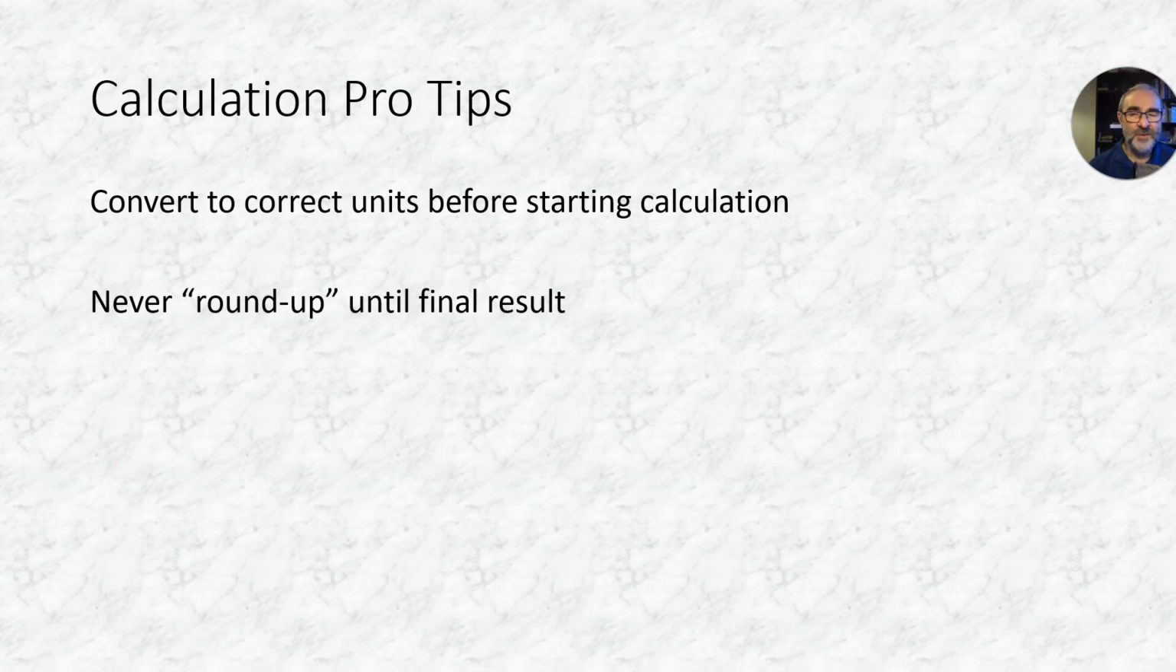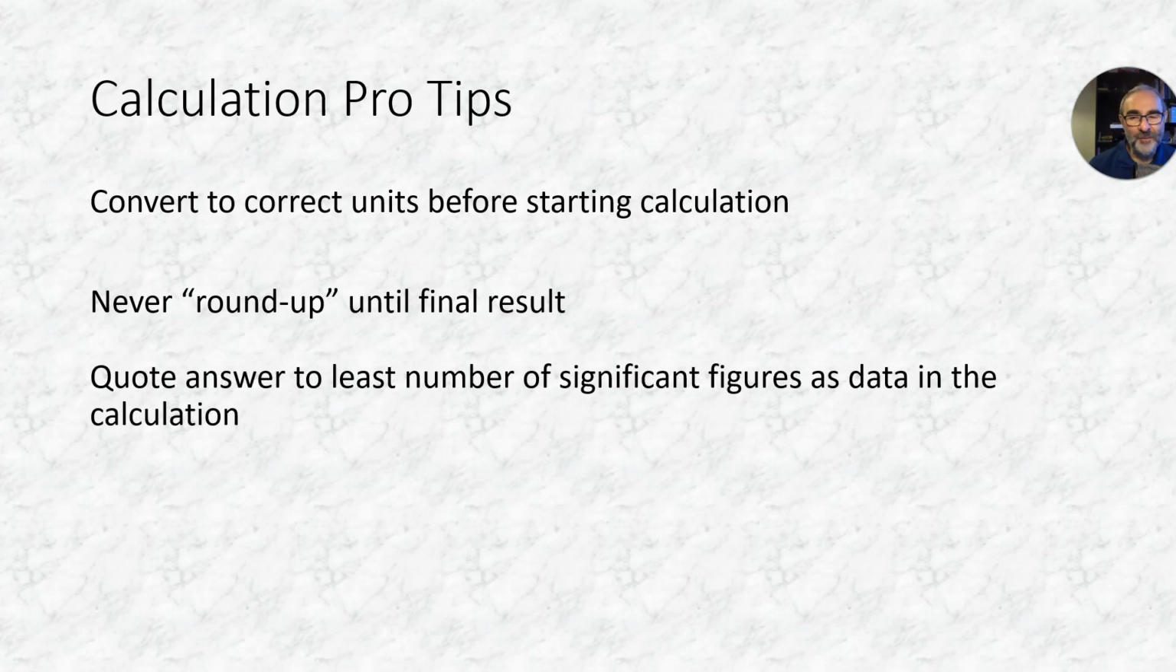Speaking of introducing errors at each step, never round up your results until you get to the final result, until you get to the end of the calculation. When you've done the first row of a calculation, keep that number in your calculator. Don't round it up yet. Only round up when you get to the very end. And when you do round up and quote your answer, quote it to the least number of significant figures that there are in any of the data in the calculation, in the question.